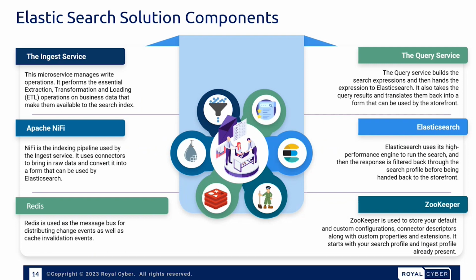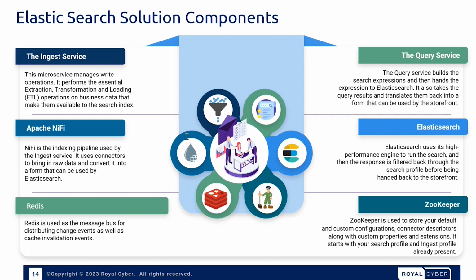The following services run internal to the data platform, meaning that the APIs are not exposed directly to the outside world. Access to them is through the Nginx Gateway. The first one is Redis. Redis is used as a message bus for distributing change events as well as cache invalidation events. Zookeeper. Zookeeper is used to store your default and custom configurations, connector descriptors, along with custom properties and extensions.